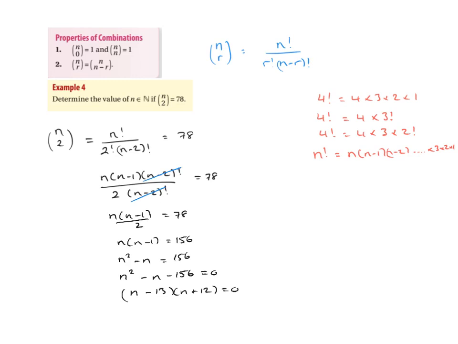And that's equal to 0, which means I'm going to get n is equal to 13 or n is equal to minus 12. Now remember what n is here, guys. n is what we are choosing from, which means it has to be a positive whole number. It has to be a natural number, in fact, which means that the answer cannot be n is equal to minus 12. It must be equal to 13.